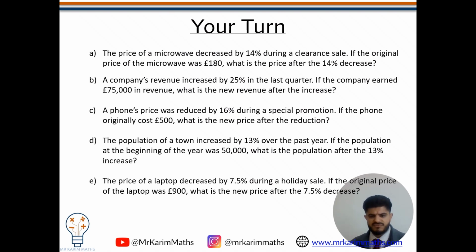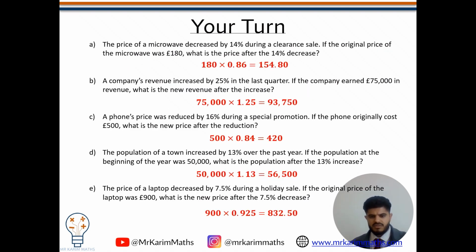Your turn. Pause the video. Have a go at these 5 questions, and then I'll put the answers up when you're done. Okay, how did we get on? Now, if you notice, each of these we are able to do in one calculation. And it's crazy how the marks work, because you will be given a mark for the multiplier. So for example, the 0.86 scores you a mark. Doing the calculation, so 180 times 0.86, and then your answer. It's insane. For that small amount of working out, you get a decent number of marks.